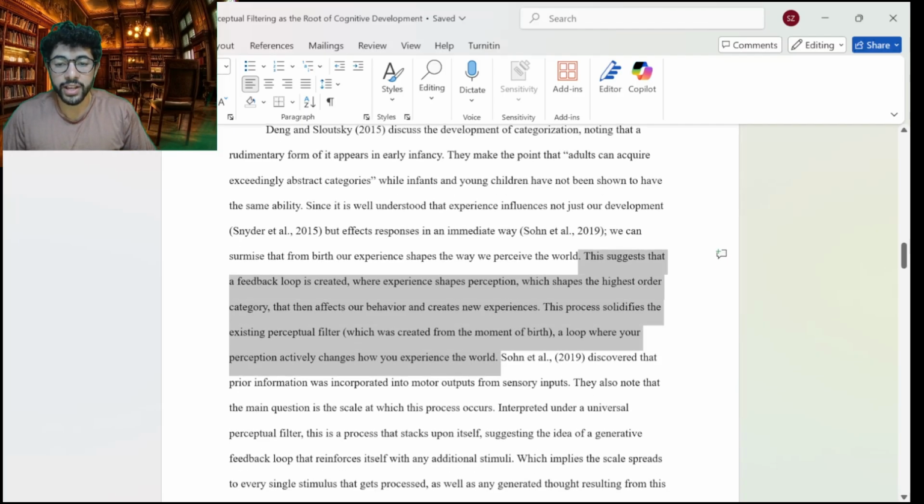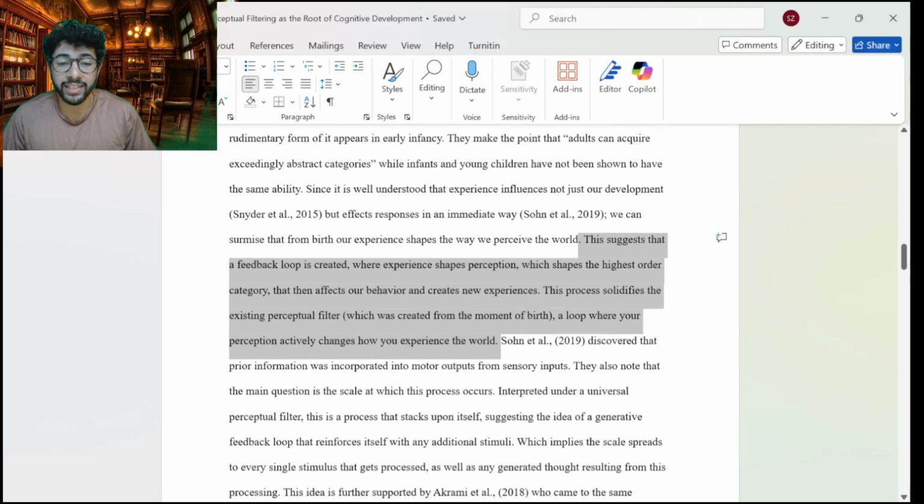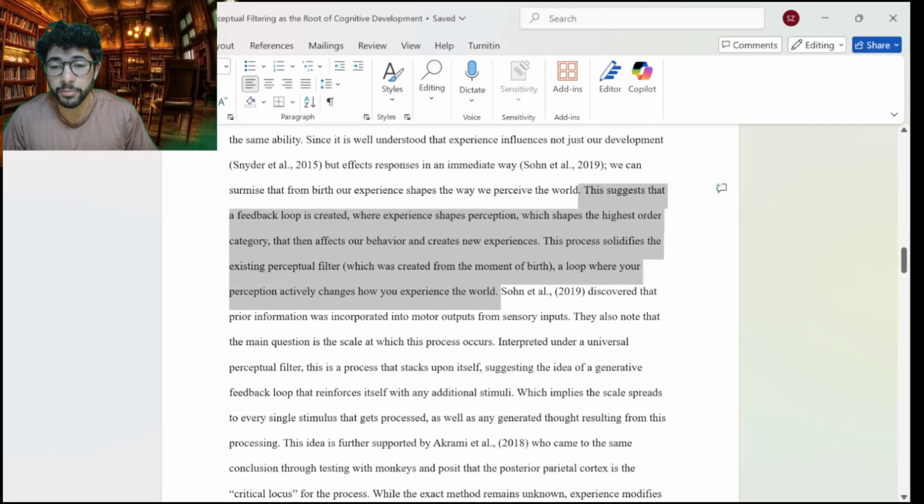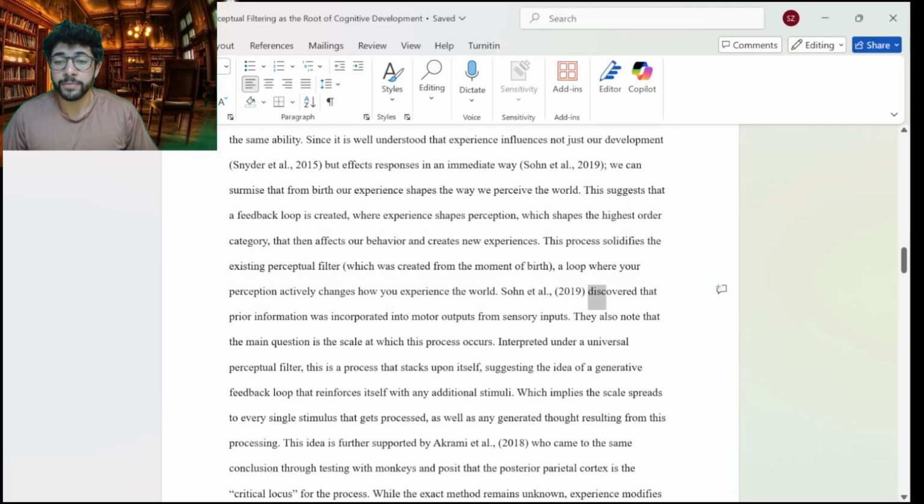Okay? So all this means is, actually, this part is relatively simple. I don't even think I need to explain this. I think this is good enough given all of the information that I have already explained. I think the rest of this is actually going to be pretty simple to understand. Okay? So San et al. discovered that prior information was incorporated into motor outputs from sensory inputs. They also note that the main question is the scale at which this process occurs.